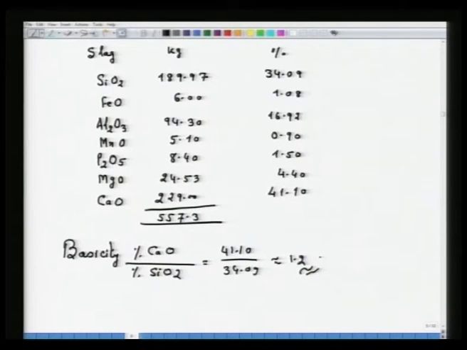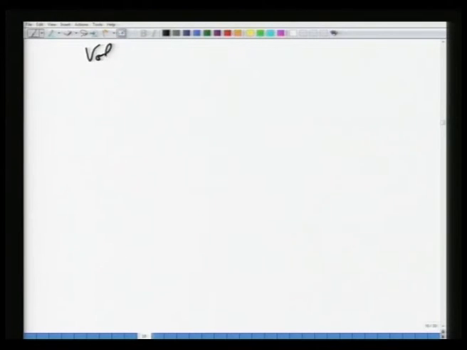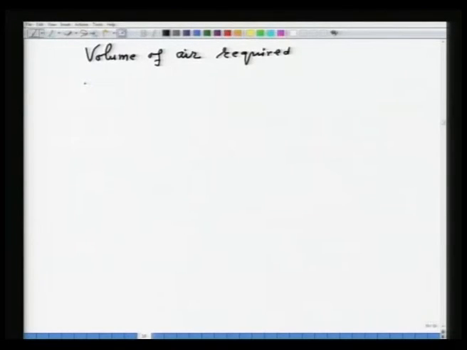Now, the next thing we have to calculate is the volume of air required. You require air to combust the carbon of coke, so the amount of air is important. In order to calculate the amount of air, you have to subtract the amount of oxygen which is available in the charge. That means you have to consider the oxygen available from the charge.